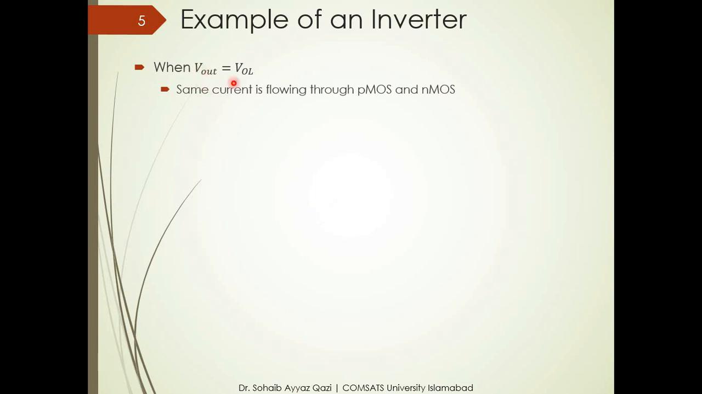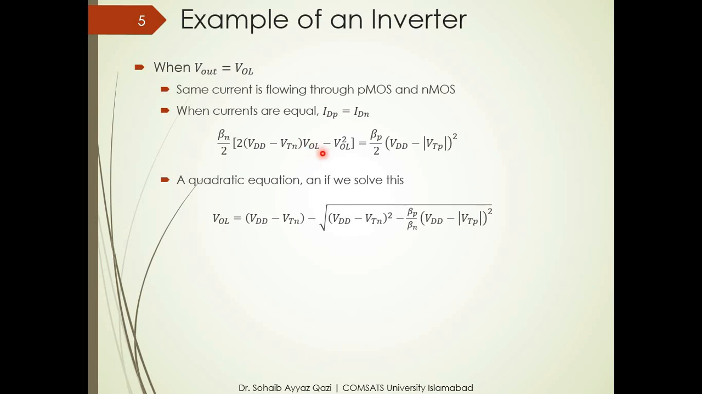If we have an output voltage equal to VOL, the same current flows through PMOS and NMOS. And if the current is the same through our PMOS and NMOS, we can equate the current equations for both MOSFETs. This expression is for non-saturation region. This was our NMOS, which operates in non-saturation region, while this PMOS expression is in saturation region. So we equate these equations and solve for VOL, that is the output low voltage, and we will get an expression where we have VDD and VTN, and then we have beta P or beta N.